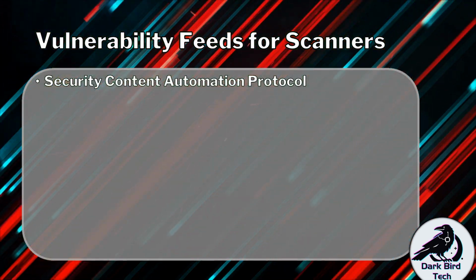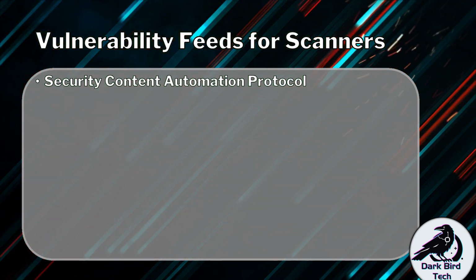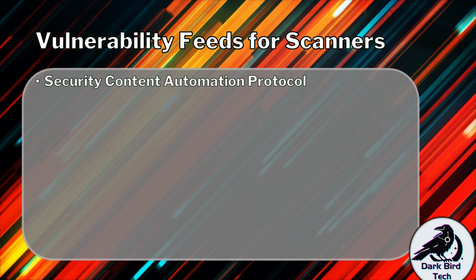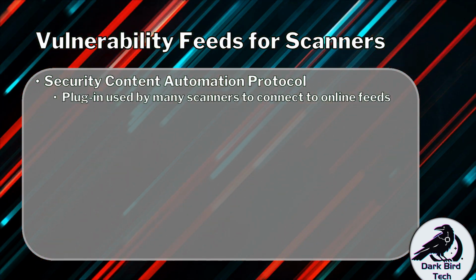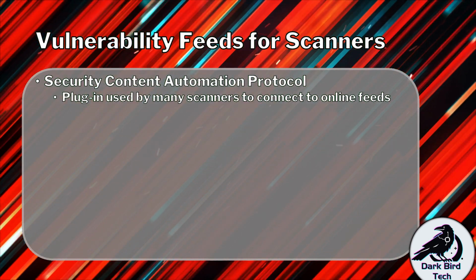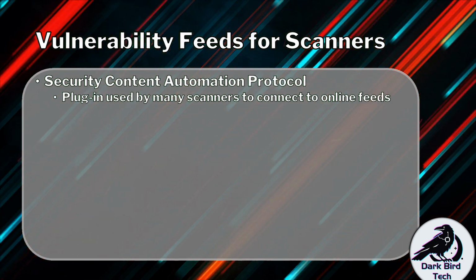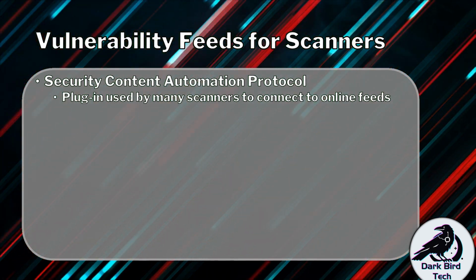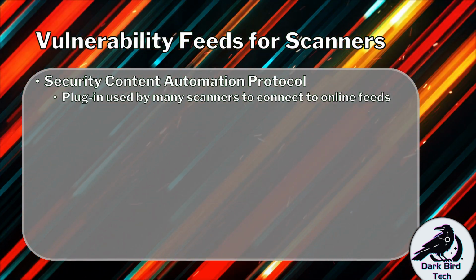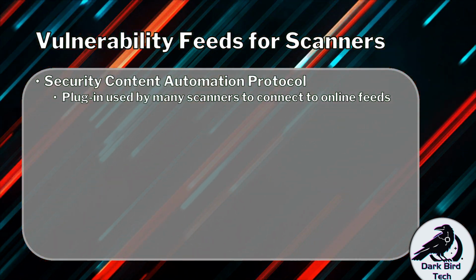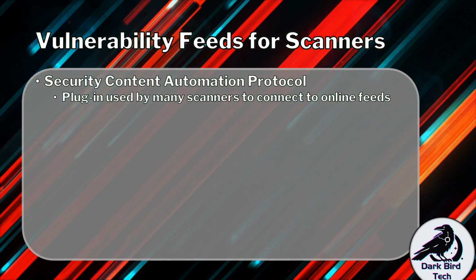So I've mentioned this a few times already in this video and previous ones. There is this protocol called SCAP, or the Security Content Automation Protocol. What it is, is a plugin that is used by loads of scanners and other kinds of security monitoring tools to connect to online feeds for threat and security information. And what's neat is it's quite well secured. The data values are XML derived, and the transmission takes place through HTTPS. So it's pretty robust and secure in that sense.